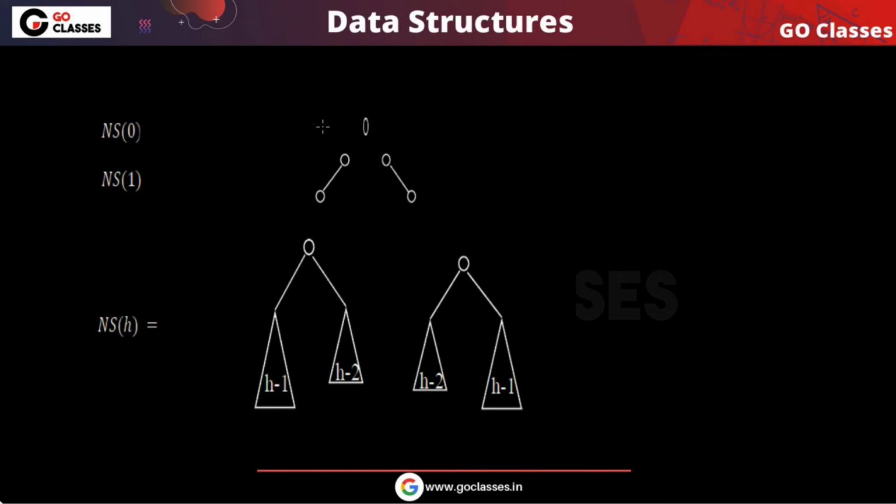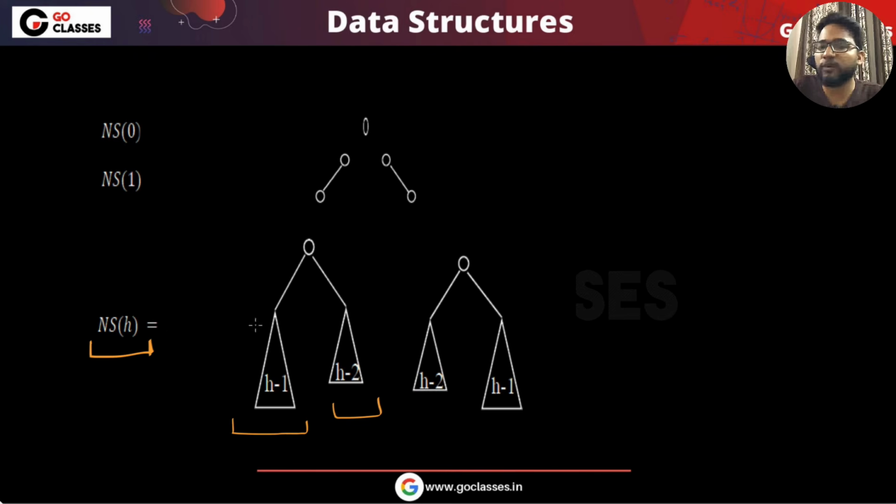See here, this is N0, this is N1, this is NH. So what do I mean by NH? This is the number of minimal AVL trees with height h. So if I want a minimal AVL tree, that means on one subtree I will be looking for height h minus 1 and on the other subtree I will be looking for height h minus 2, right? This is what we know from the earlier lecture. If I'm looking for minimal AVL trees, then either I'm looking for this kind of structure or I'm looking for this kind of structure.